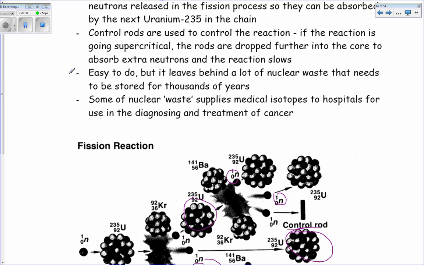Fission is really easy to do, but this is the problem. It leaves behind a lot of nuclear waste that needs to be stored for thousands of years. And right now, in Canada or in most places in the world, there isn't really a good plan in place for how to store that nuclear waste. So that's probably the biggest detriment, or the biggest disadvantage, about a nuclear power plant.